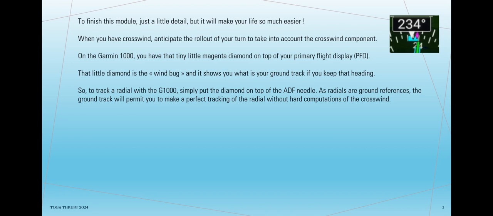simply put the diamond on top of the ADF needle. As radials are ground references, the ground track will permit you to make a perfect tracking of the radial without hard computations of the crosswind.